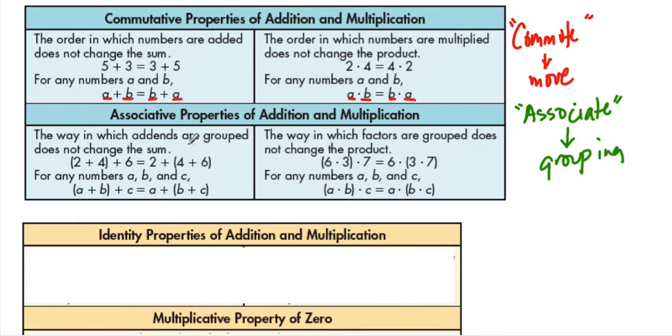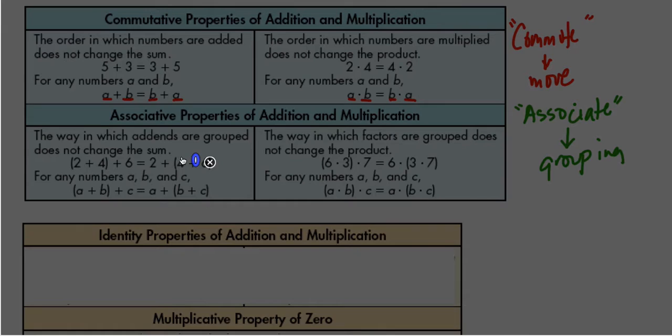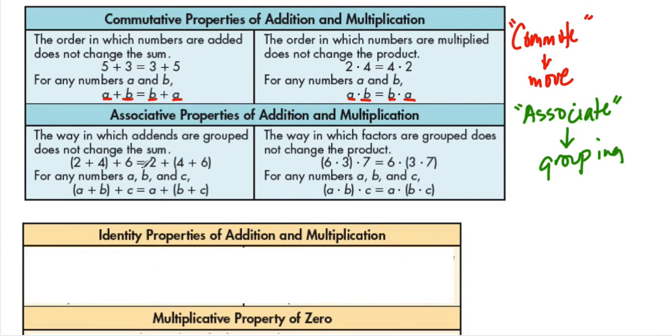Let's take a look at the associative property of addition. If you have 2 plus 4 plus 6, the quantity 2 plus 4 plus 6 is the same as 2 plus the quantity 4 plus 6. Using the order of operations, 2 plus 4 is 6. Add 6 to that and it will give you 12. In this case, 4 plus 6 is 10. Add 2 to that, and that will give you 12 as well. So the associative property of addition simply says that the way the addends are grouped does not change the sum.